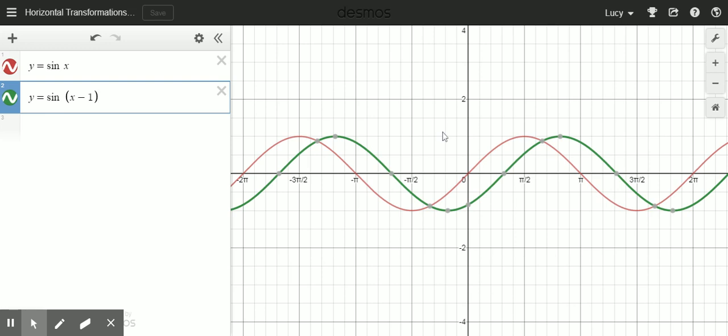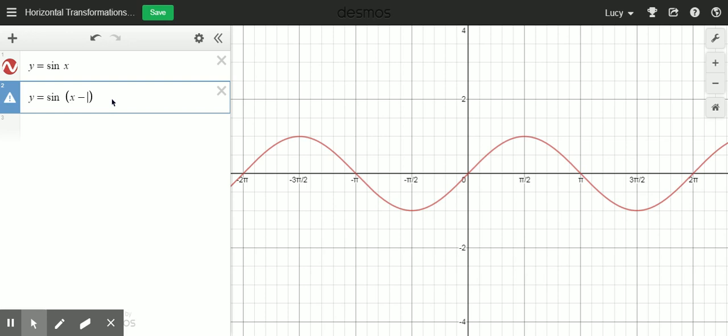So right now our transformation is x minus 1. But what if we did x minus 2 pi? Well, guess what? It's going to be exactly the same as our y equals sine of x. There's no difference at all. You can imagine as you're looking at this from a circle, it would be the same thing.